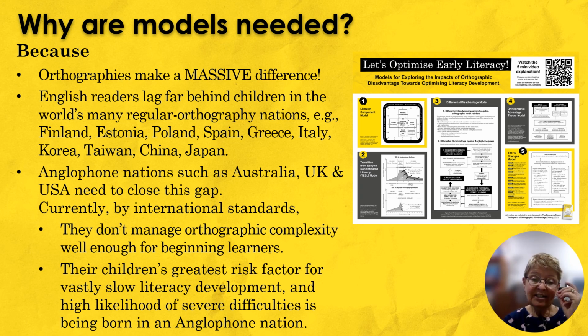So Anglophone nations such as Australia, the UK and USA need to close this gap because currently, by international standards, we aren't managing orthographic complexity well enough for our beginning learners, and quite likely our children's greatest risk factor for vastly slow literacy development and high likelihood of severe difficulties in reading, writing and learning is simply having been born in an Anglophone nation that isn't managing orthographic complexity effectively enough for its children.